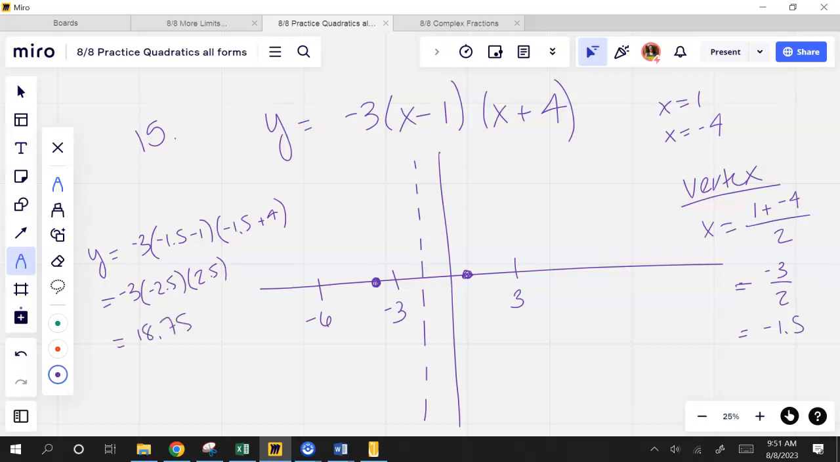18.75. 3, 6, 9, 12, 15, 18 on the dot. 18.75 right there. Yes. 18.75.